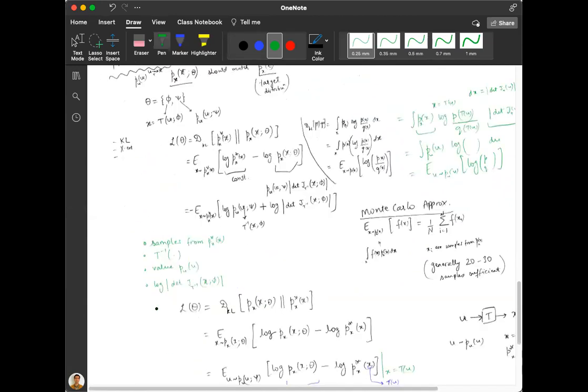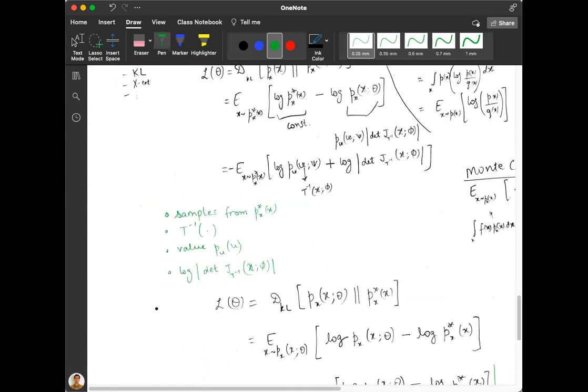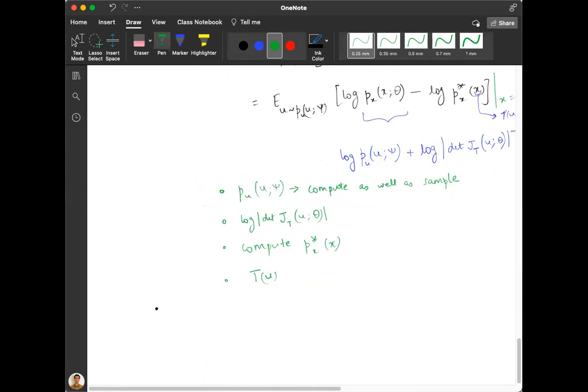Okay. If not, then that's it. This is the theory of normalizing flows. Now I have two things to do. One is to discuss some popular flows, or basically some popular transformations T, with you. And the other is to program the whole thing.